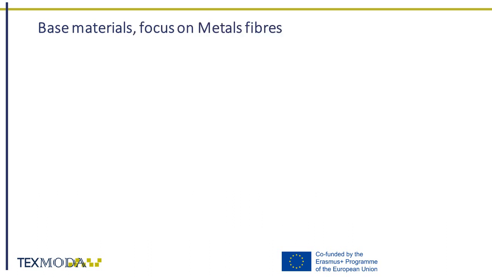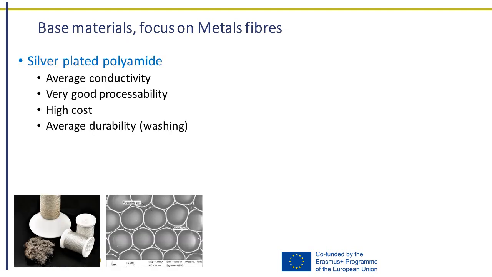Here is a focus on metal fibers because they are the most commonly used materials for the development of e-textiles. A lot of products are made from silver plated polyamide. These materials have an average conductivity around 1 to a few hundred ohms per linear meter of yarn. Processability is very good due to the polyamide core structure, and the cost is high and the durability is average.